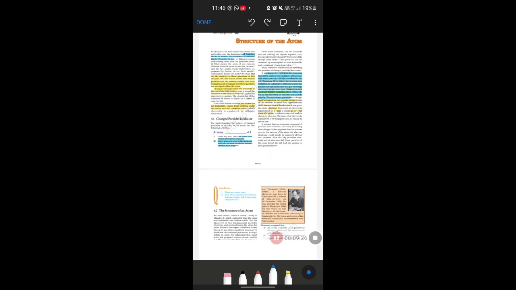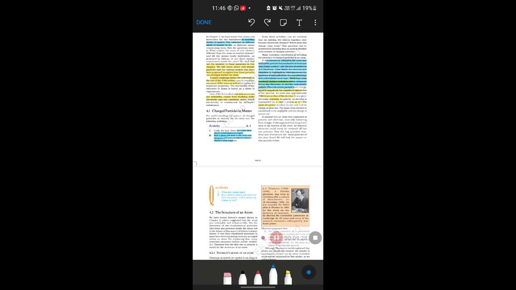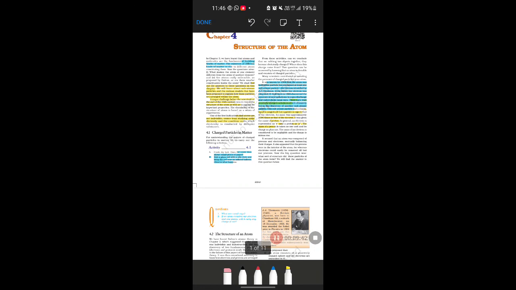Now we will start with the next topic. We are going to start with page number 2 in our next video. Till then you can revise this page. And yes, we have started with chapter 4 of class 9, Structure of the Atom.